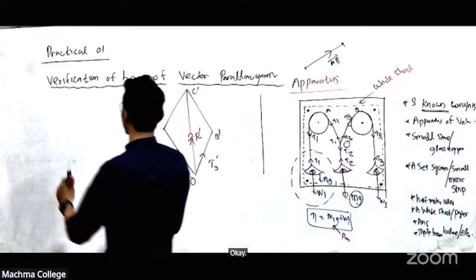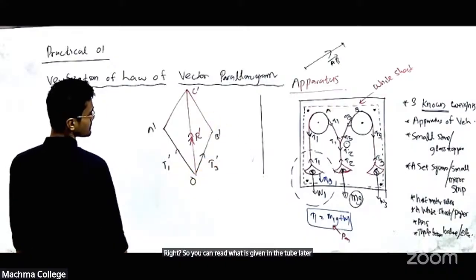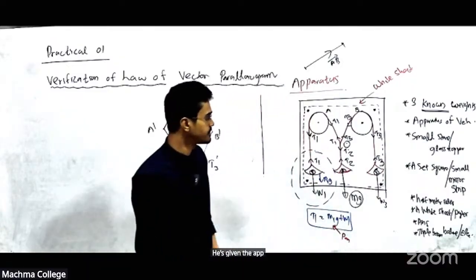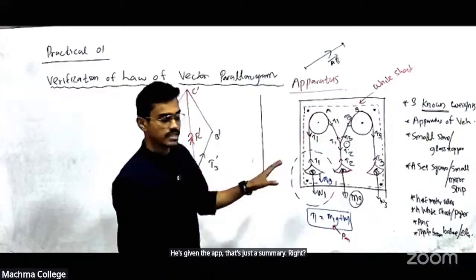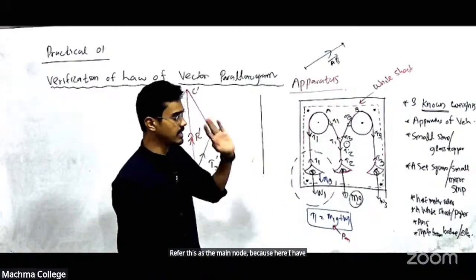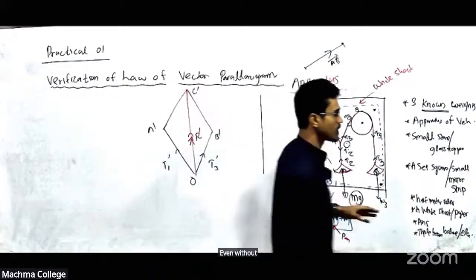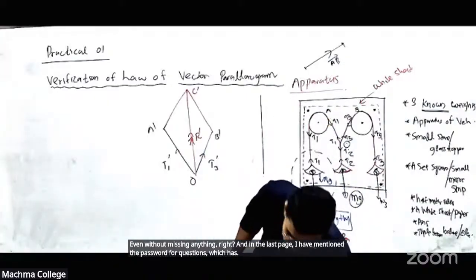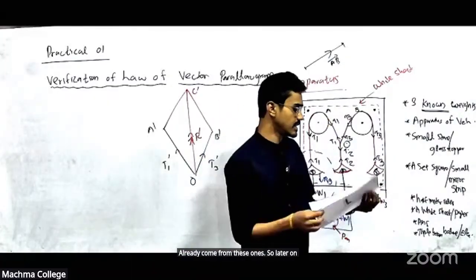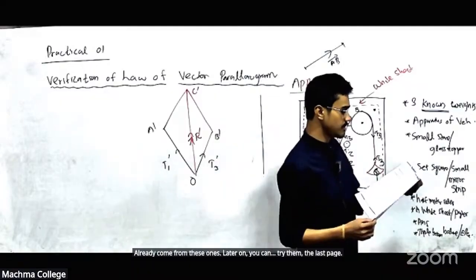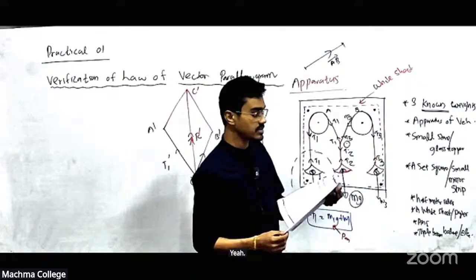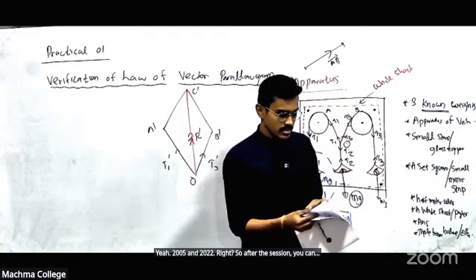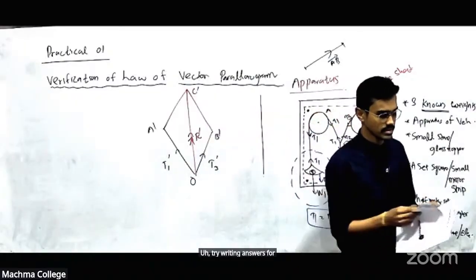So you can read what is given in the tute later. As I told you, that is just a summary. Refer to this as the main note, because here I have explained everything you need to know without missing anything. In the last page, I have mentioned the past paper questions which have already come from these ones, so later on you can try them. The last page, parallelogram 2005 and 2022. After the session, you can try writing answers for those questions as well.